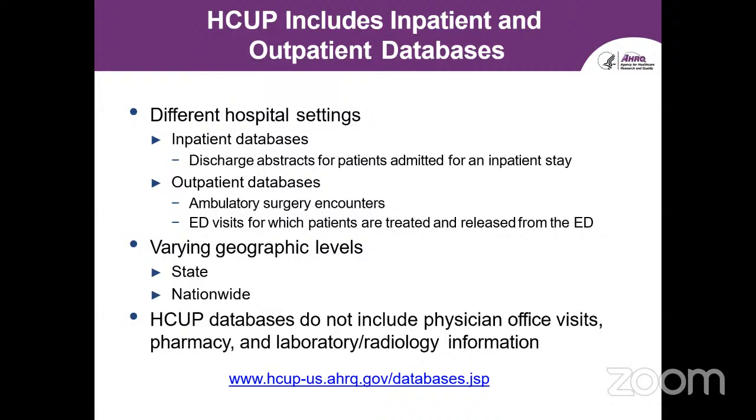It could be nationwide. But currently, out of the 50 states, we have 49 partners, which is 48 states and the District of Columbia. They provide full statewide inpatient data. So not all states provide everything. 49 partners provide inpatient data, 36 provide outpatient surgery and services data, and 42 partners provide emergency department data. HCUP databases exclude physician office, like outpatient clinics, pharmacy, lab, and radiology information.